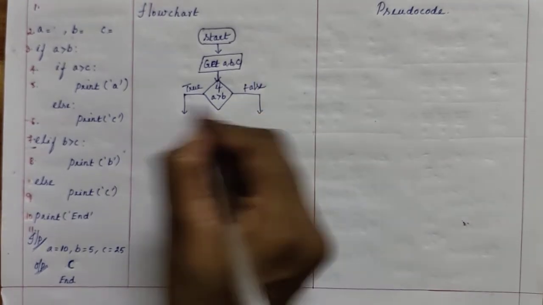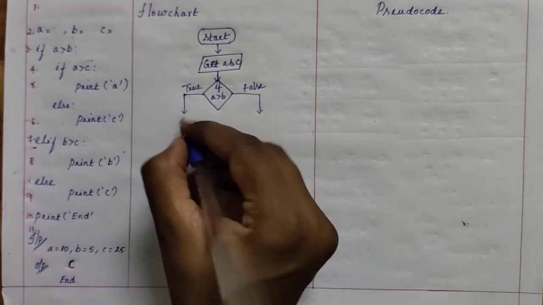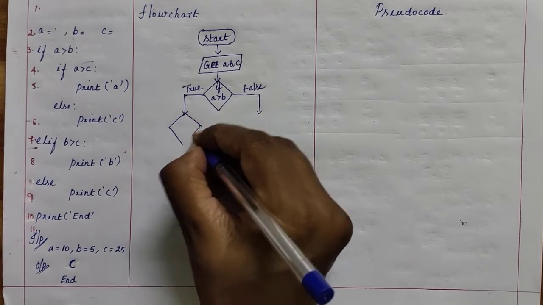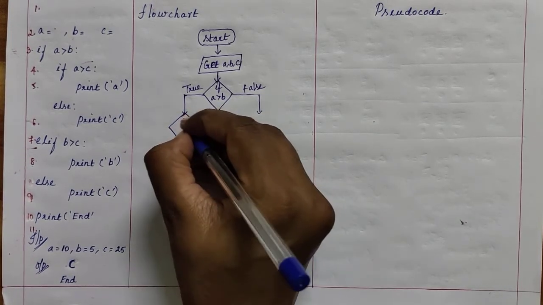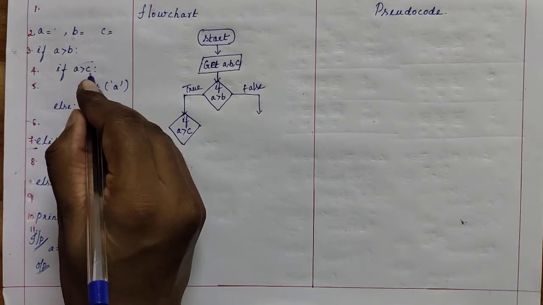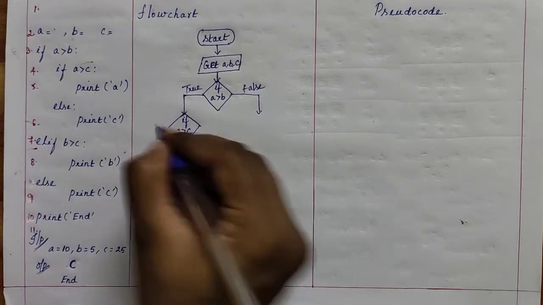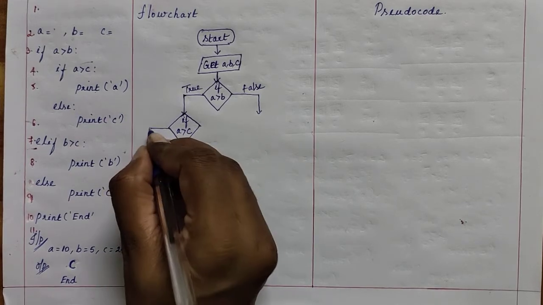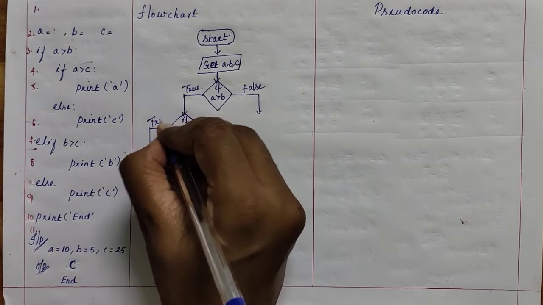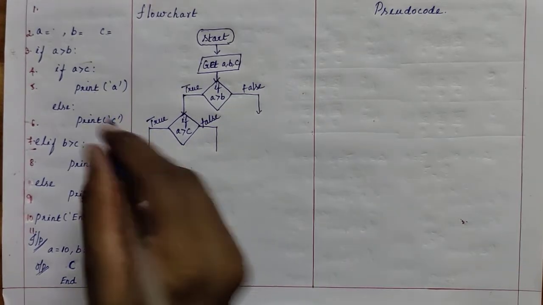If this condition is true, we have to check the condition a is greater than c. It must also be represented by a decision symbol, a rhombus. Within this I write if a greater than c. Here also, if the condition is true, a will be printed, and if the condition is false, c will be printed. So here we have true, and here false.